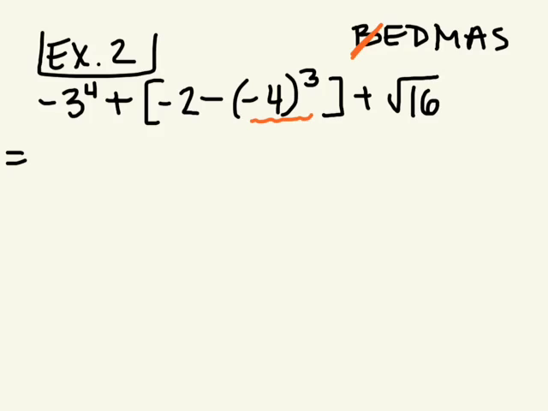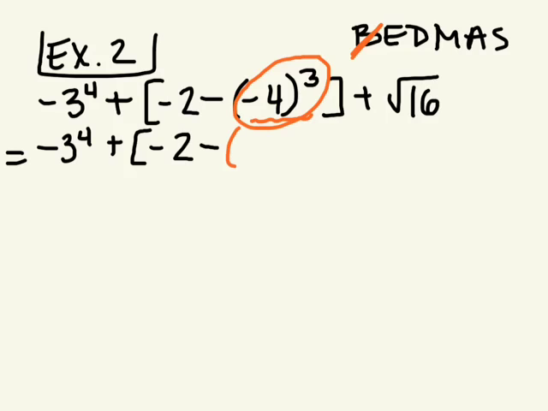Okay, so we're going to simplify our brackets first, but we have an exponent inside the bracket, so that comes first. Okay, so we have -3 to the power of 4 plus -2 minus, what is -4 to the power of 3? Yes. -64. Good.